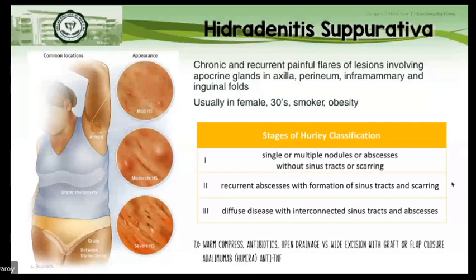The first and only FDA-approved therapy for adults with hidradenitis suppurativa is a biologic agent called adalimumab, Humira, which is an anti-tumor necrosis factor drug.